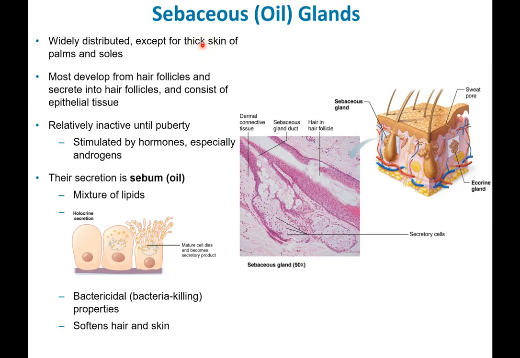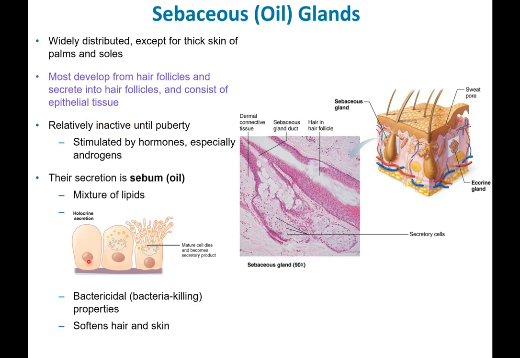This brings us to sebaceous glands, the scientific term for oil glands. Sebaceous glands are widely distributed throughout the skin, except for the palms and soles. The majority of sebaceous glands develop from hair follicles and secrete their oil or sebum product directly into hair follicles. This means sebaceous glands will share a similar tissue makeup to hair follicles. As such, sebaceous glands are composed of epithelial tissue as well.